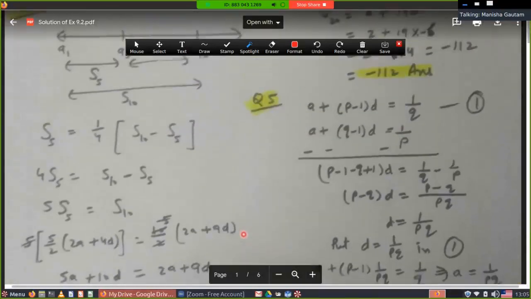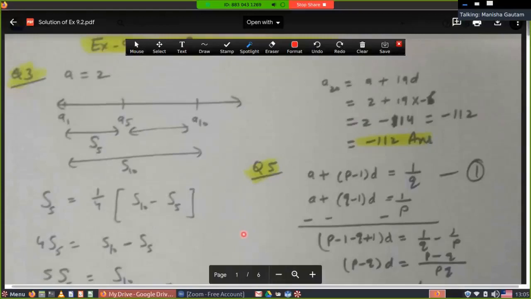If d is -6, then you have to find the 20th term. A20 is a plus 19d. As you know, a is 2 and d is -6. Put the values, and you will get 2 minus 114, that is -112. This is what you had to prove. This is the answer to question number 3.